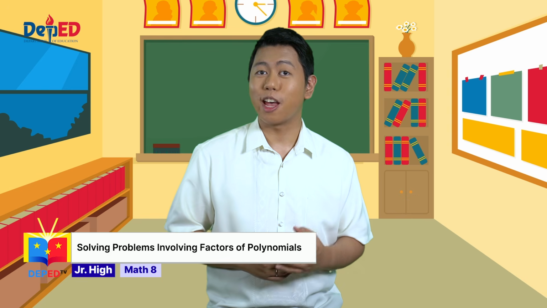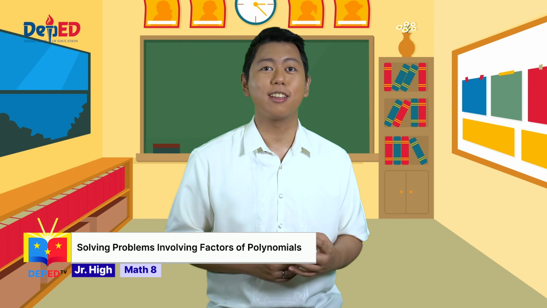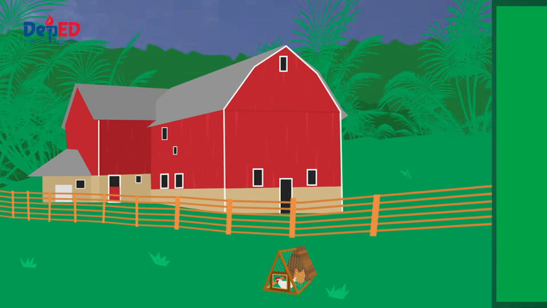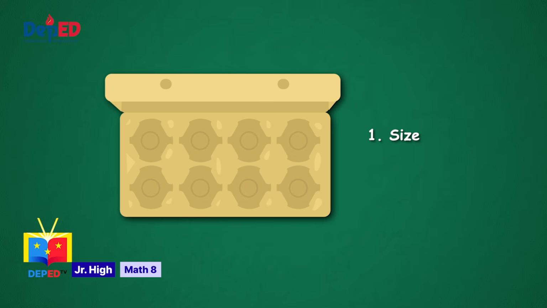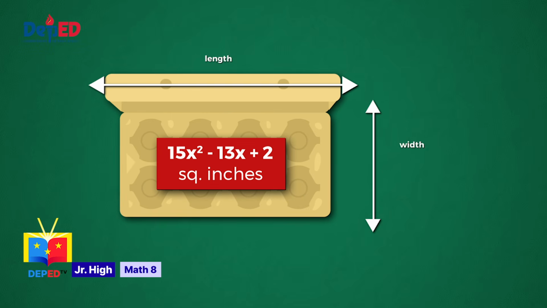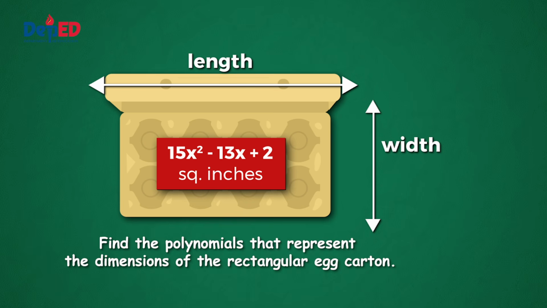Agriculture does not only include plants and crops. It also involves livestock or produce from animals like eggs from chickens or poultry. For example, we use or make egg cartons considering the size, the weight, and the number of eggs to be put inside to have efficiency in collection. Let us say that the area of the rectangular egg cartons that this farm uses is 15x squared minus 13x plus 2 square inches. Find the polynomials that represent the dimensions of the rectangular egg carton.